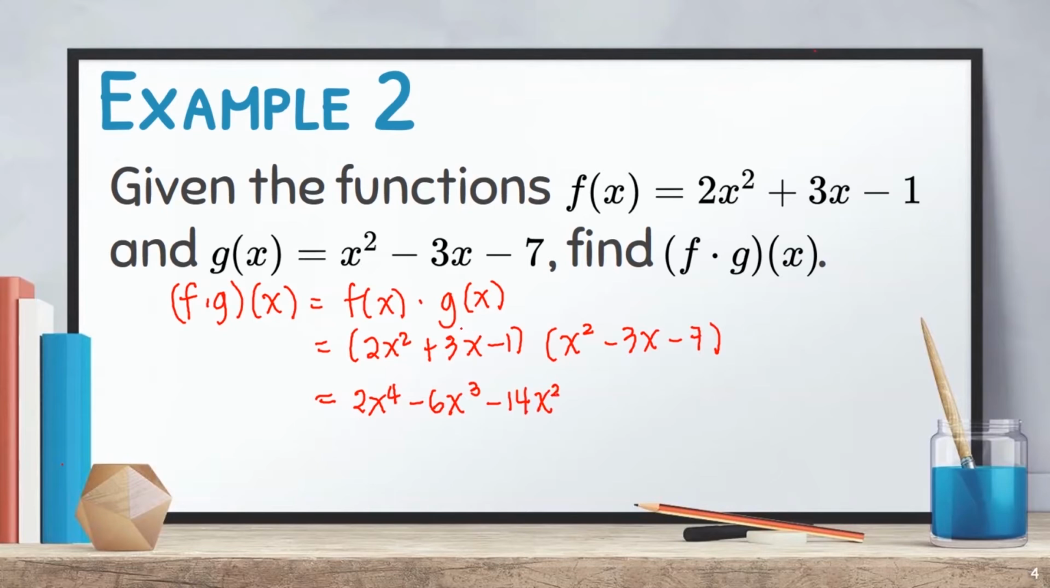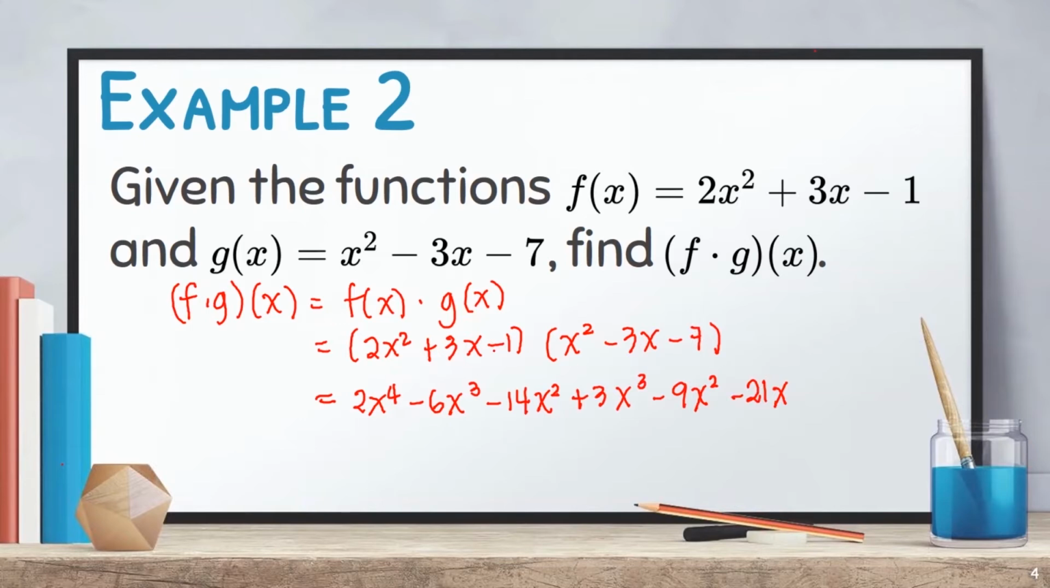Do the same thing for positive 3x. Multiply it to the terms of the second function. So positive 3x times x squared is positive 3x cubed. Positive 3x times negative 3x is negative 9x squared. And positive 3x times negative 7 is negative 21x.